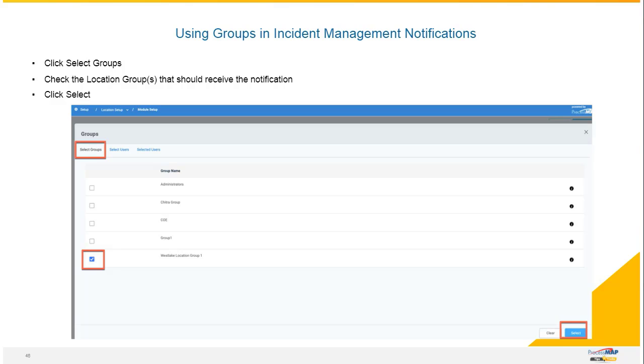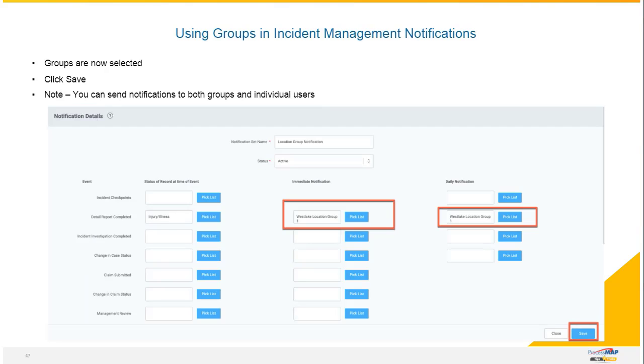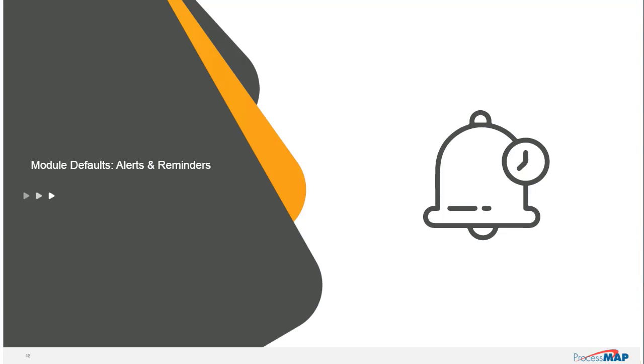Click select down at the bottom of the screen. And this notification will now be going to the members of Westlake location group number 1. So that was a quick rundown of how you can use groups to help you out. And I'm now going to turn this over to Ileana, who will be going over module defaults.